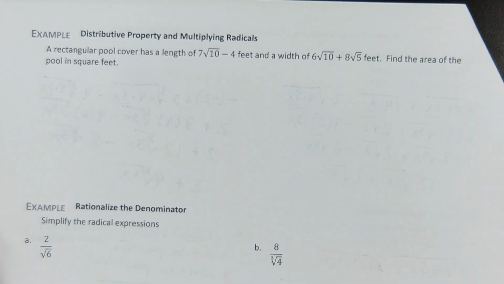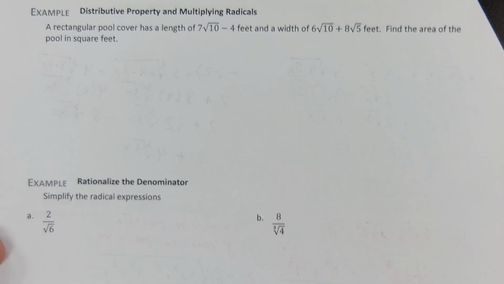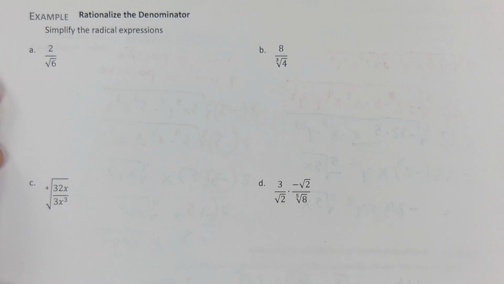In the essence of time, I'm going to skip the next question because it's literally just multiplying those two irrational numbers. It's the exact same question. Even easier though, because we don't have to divide by 2. So we're just going to skip over it because I want to get to this.